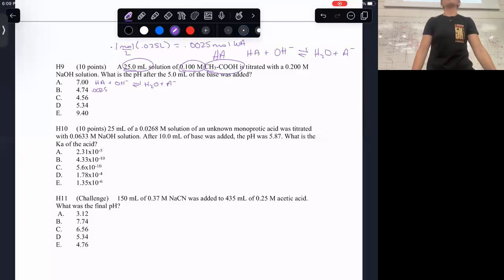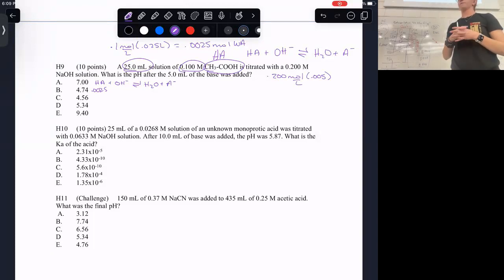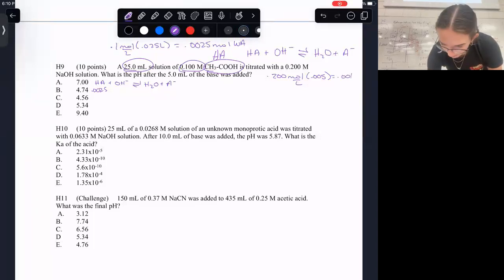How do we find our moles of hydroxide here? Same thing, right? We know that we have 0.200 moles per liter times 0.005 liters. Wait, why are you... Because we have only added 5 mL of the base. Yep. So we end up with 0.001 moles.